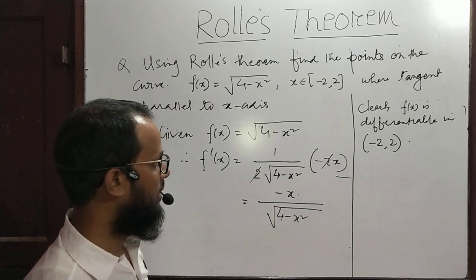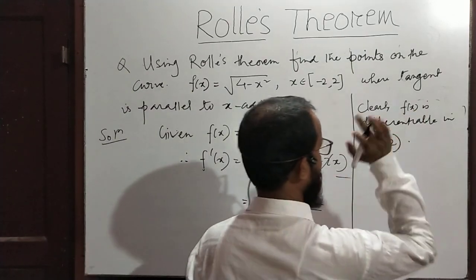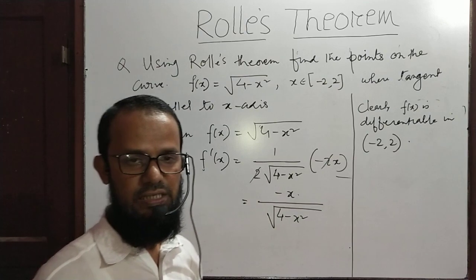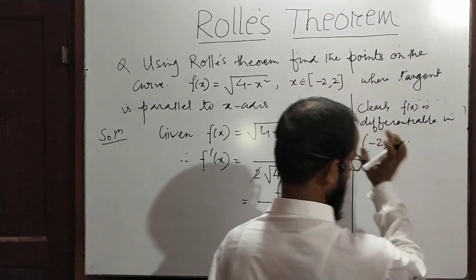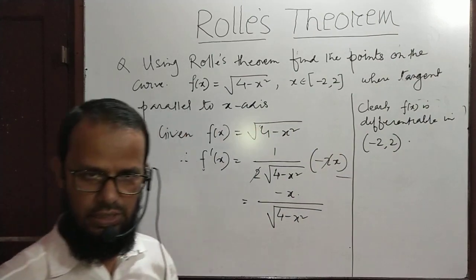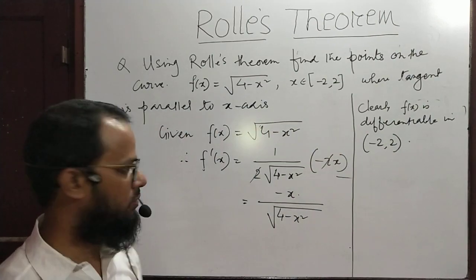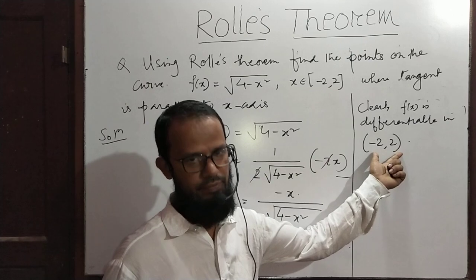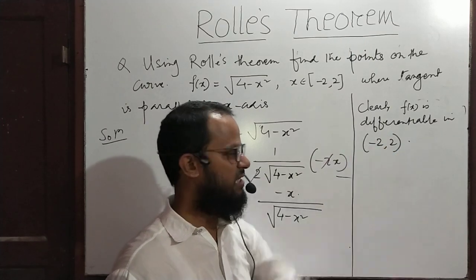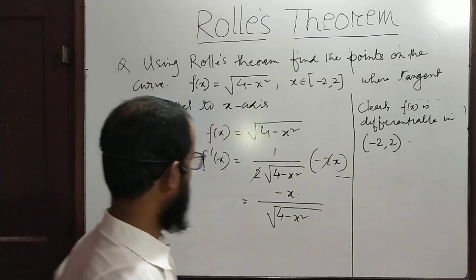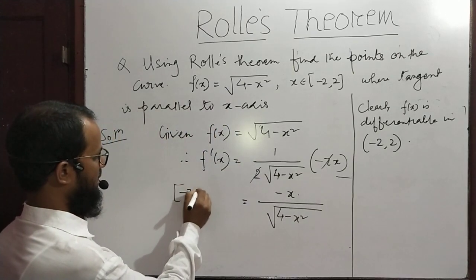Okay, and since we know that if a function is differentiable, then it is also continuous. So since f(x) is differentiable in this open interval minus 2 to 2, it is also continuous in this open interval. So our job is to show that the function is also continuous in this closed interval, minus 2 to 2.